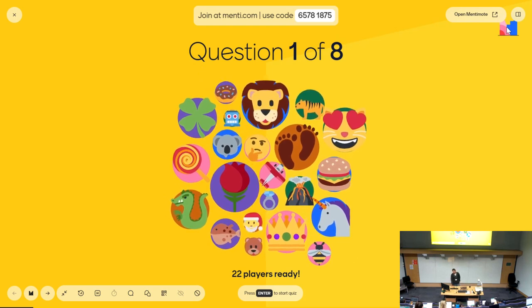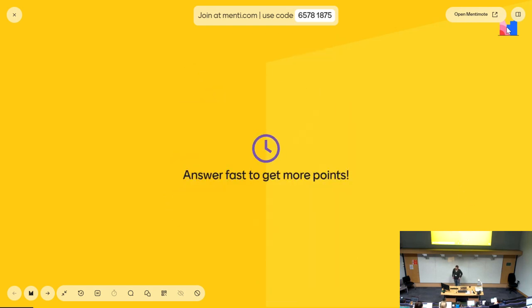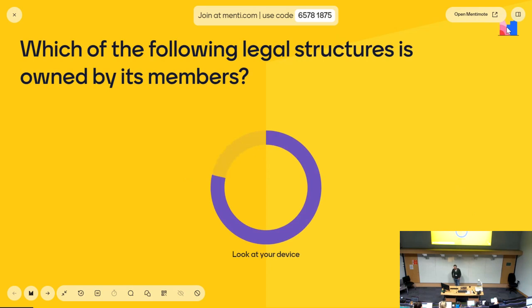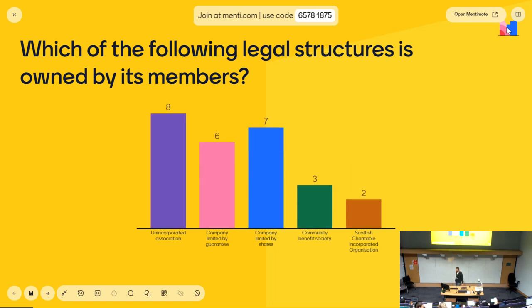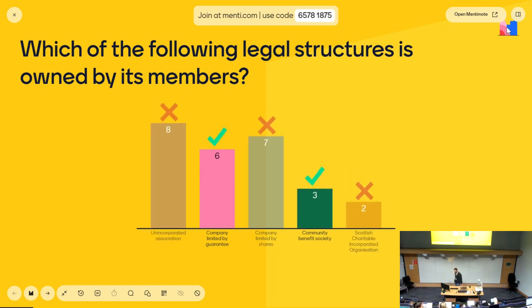Okay, question 1. Which of the following legal structures is owned by its members? There are multiple options here, you just need to click one though. Yeah, you've got the Community Benefit Society, which is one member, one vote.